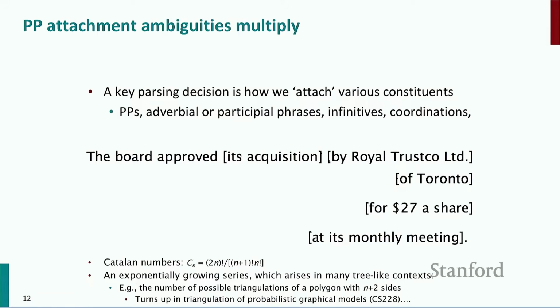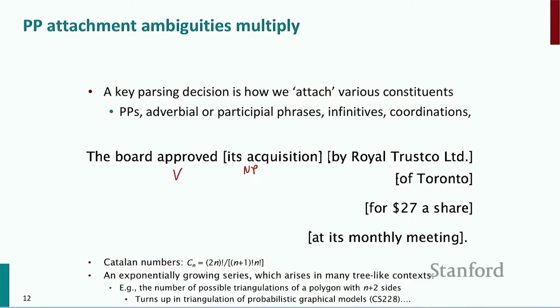And so to take a bigger but real example, this is the kind of boring sentence that you can read in the Wall Street Journal most mornings. The board approved its acquisition by Royal Trust Co. Limited of Toronto for $27 a share at its monthly meeting. What you can see in this sentence is we've got a verb, and then we've got a noun phrase, and then after that, we have 4 prepositional phrases in a row. Okay, so what do these prepositional phrases modify?